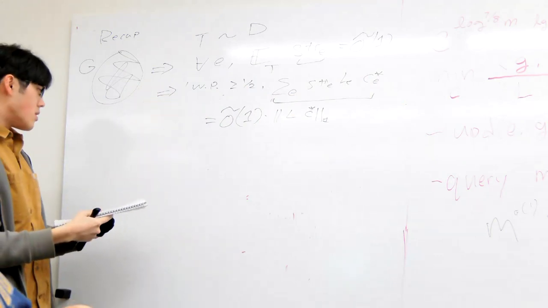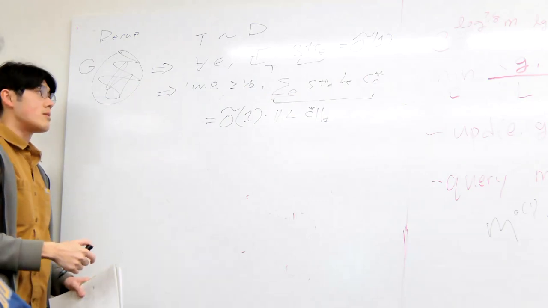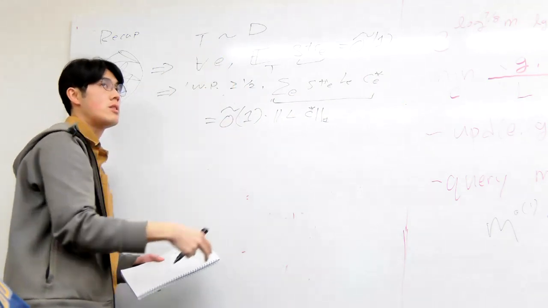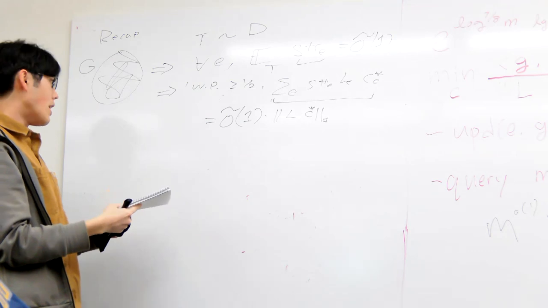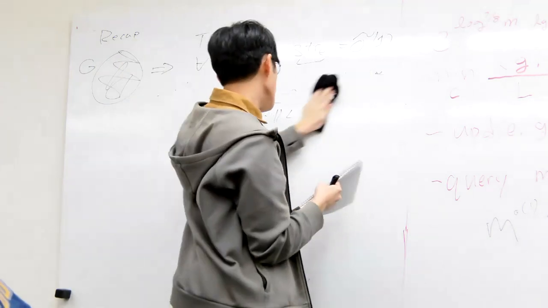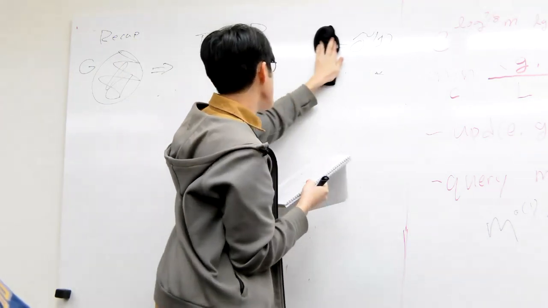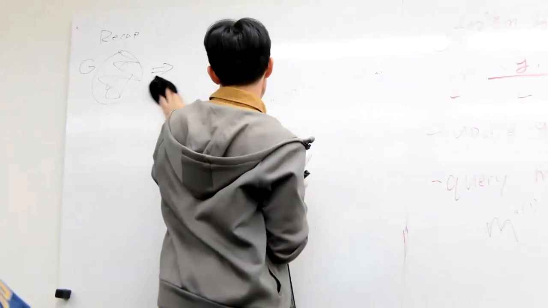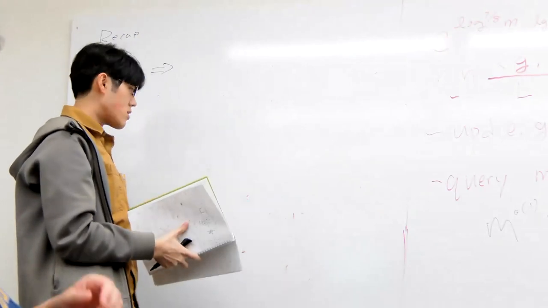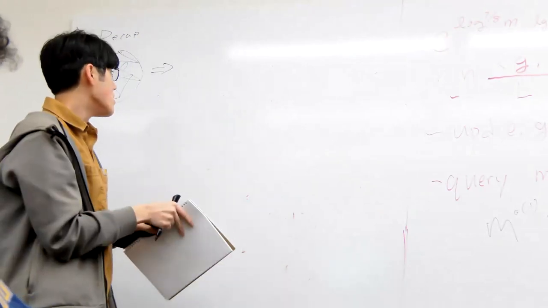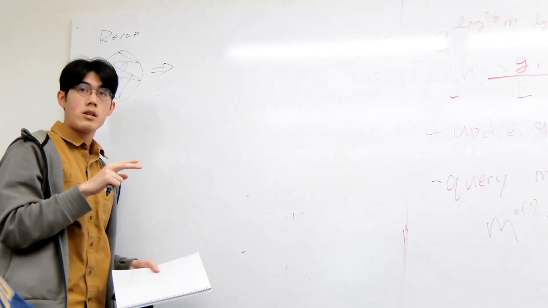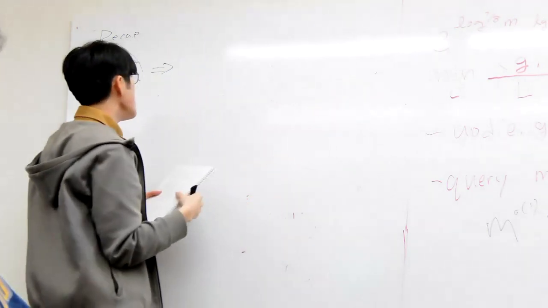So the problem is we don't have a good data structure to maintain this distribution and maintain all these trees. So I'll just present another kind of approximation algorithm for this problem. Let me present what's the right way to approximate this problem. I will present two types of approximation algorithms for this problem.